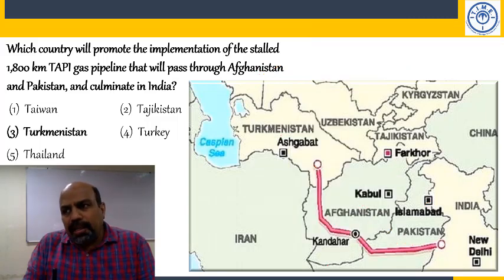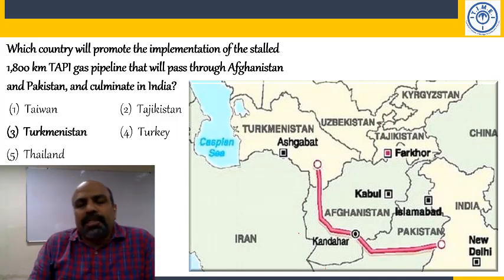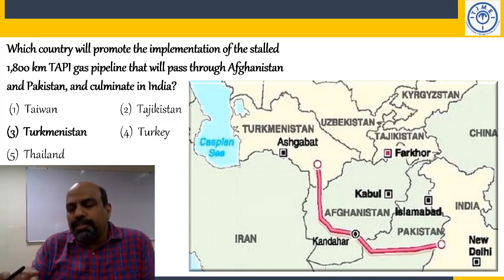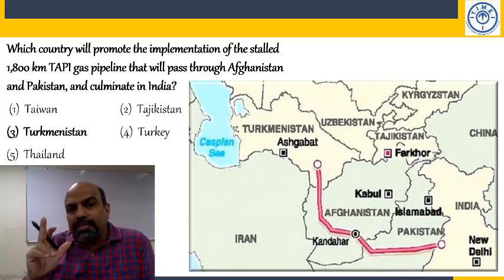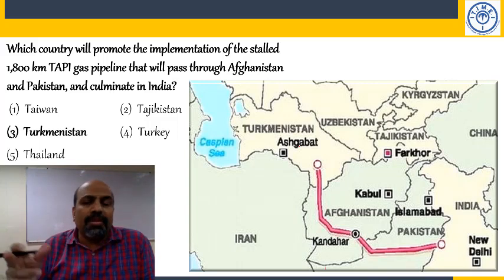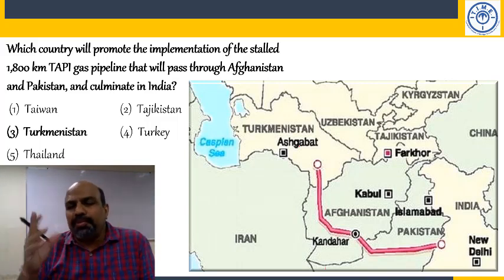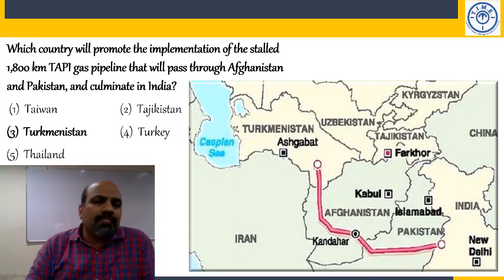See, India is the third largest energy consumer in the world. We are talking of electricity, gas, petroleum, everything. We are the third largest energy consumer in the world. Number one, United States. Number two, China. Number three, India. So we need a lot of stuff. Wherever we could buy from, we'll buy.